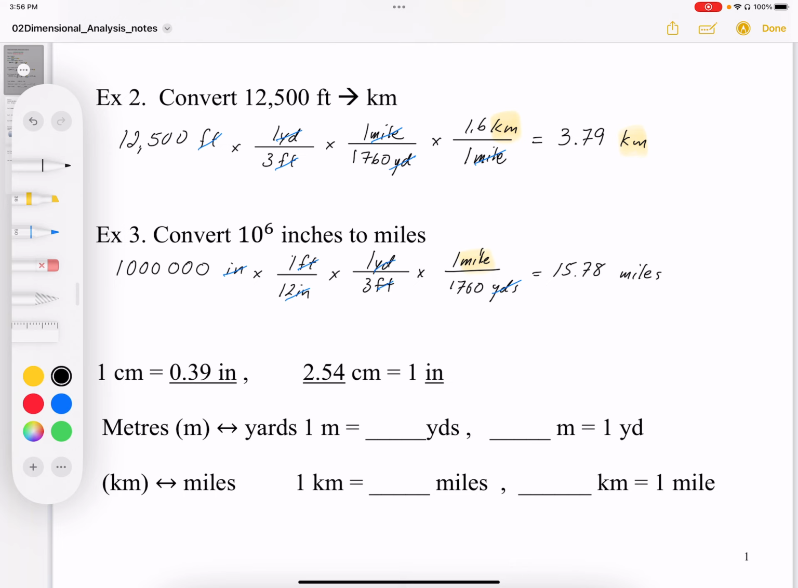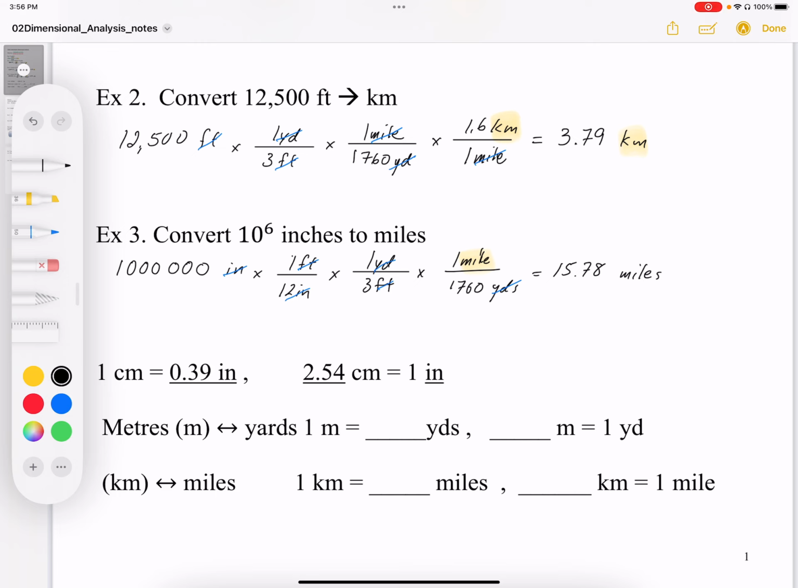Now, make sure you try this on your calculator. If I do 1 divided by 0.39 on my calculator, I'm going to end up with 2.5. Well, it says 5.6, but because of our rounding error, it's approximately 2.54.